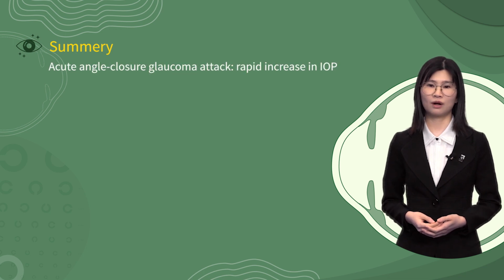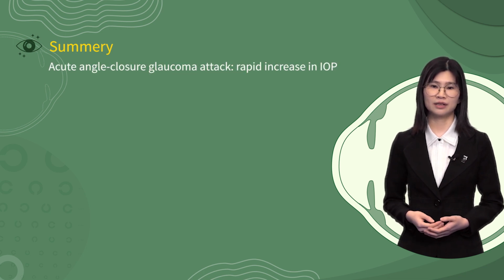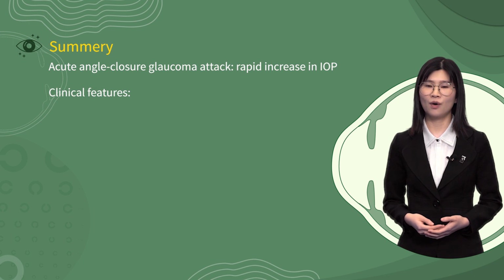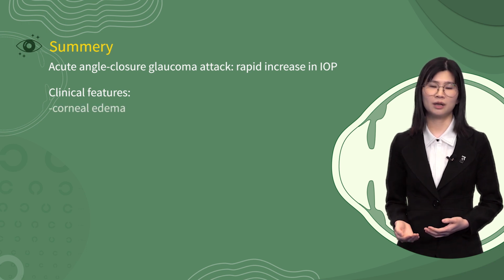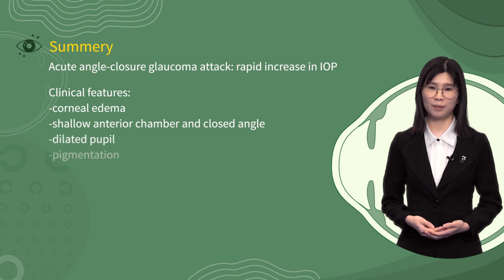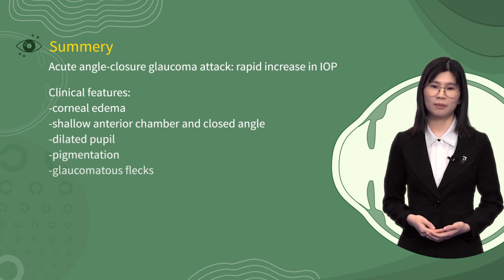Let's briefly summarize. Acute angle closure glaucoma attack is a serious condition caused by a rapid increase in IOP. Slit lamp examination can reveal conjunctival hyperemia, corneal edema, shallow anterior chamber, dilated pupil, and even pigmentation and glaukomflecken.